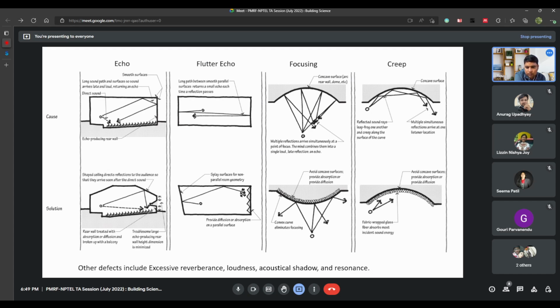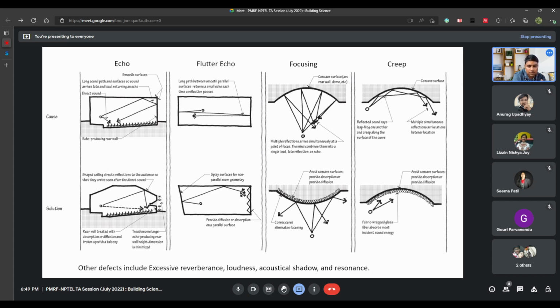Moving further, these terms all relate to acoustical defects. The first one is echo, where there is one point source, and due to the difference between the direct and the reflected sound at one particular point of time, echo is produced.